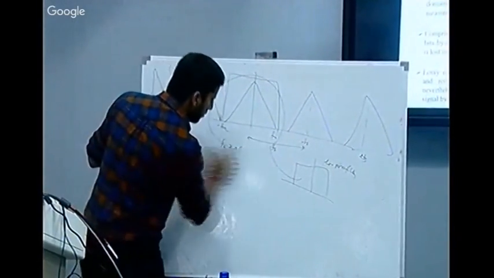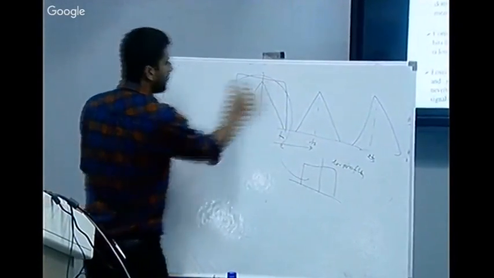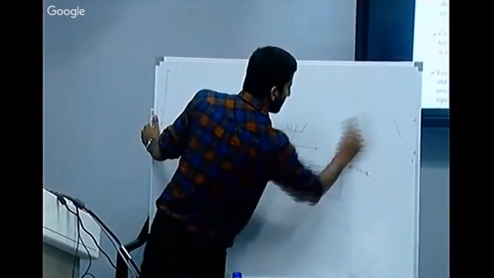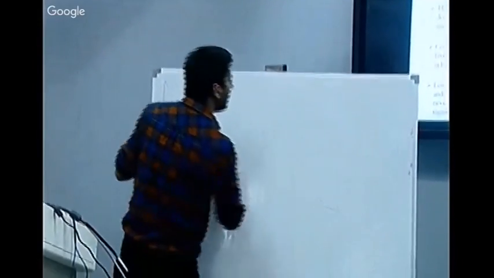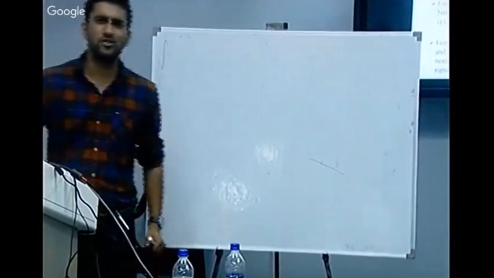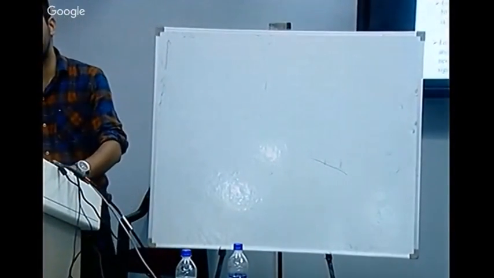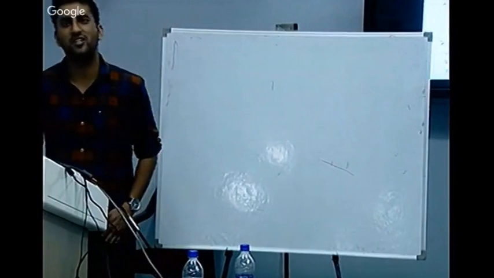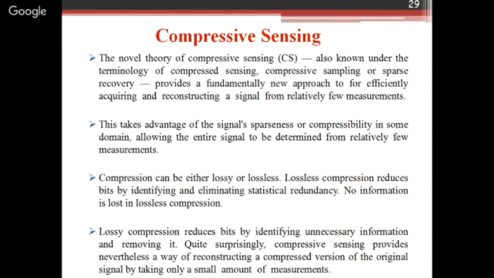Okay, so in order to avoid this problem of sampling, compressive sensing comes into the picture, and the most important thing on which compressive sensing works is sparse recovery. This is the very important word, the key concept of compressive sensing. That means first of all, you have to get the sparse signal. Okay, I'll discuss with you what a sparse signal is.